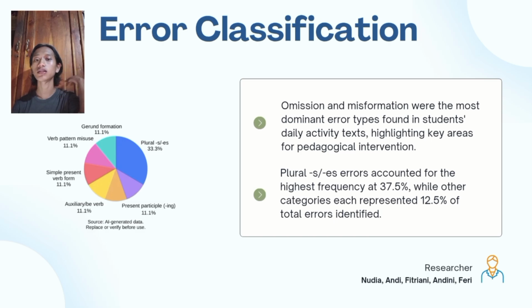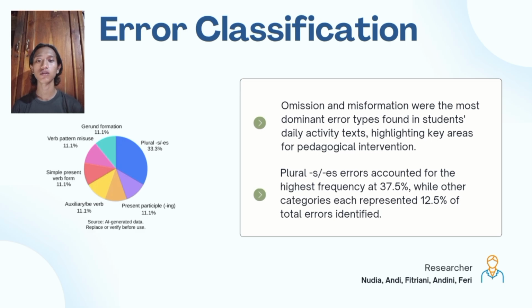After analyzing all the data, we categorize the errors we found based on their type and frequency. Our findings show that omission and misformation are the two most dominant error types in students' daily text. This tells us that students tend to struggle with two key areas. First, remembering to include required grammatical markers such as auxiliary verbs and plural endings. Second, choosing the right word form for a specific grammatical context.